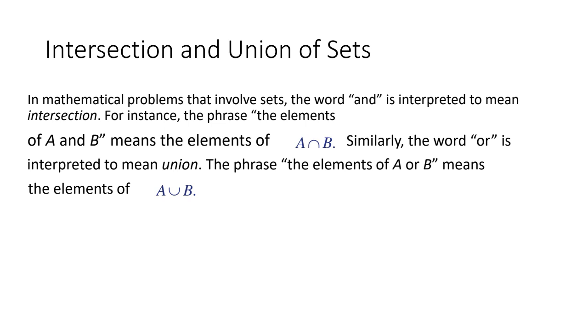So again, whenever we're talking about intersection, you want to think of the word and. So for intersection, you're going to think of the word and, or if you see this symbol, then you know that means and. If you see the union, then the word that we use is going to be or. So if you see this symbol, then you want to think about the word or.